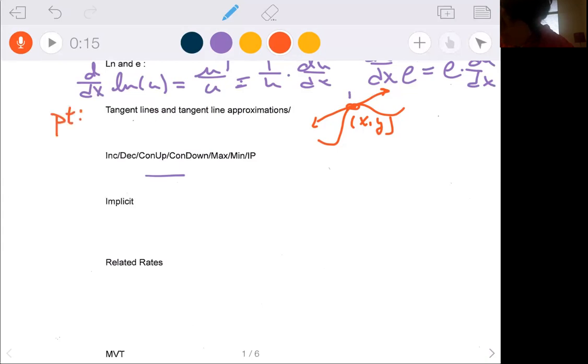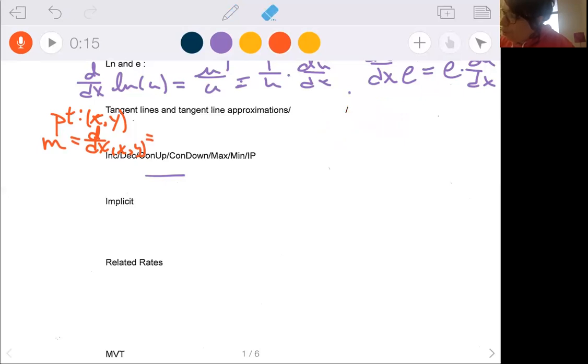If they just give you the x, right, then you plug it into the function to get the y. And we need the slope, but the slope is that derivative at that point. Okay, then we write y minus the y we know is equal to the slope there, the derivative, times x minus the x we know. And we drilled that in so much last year.